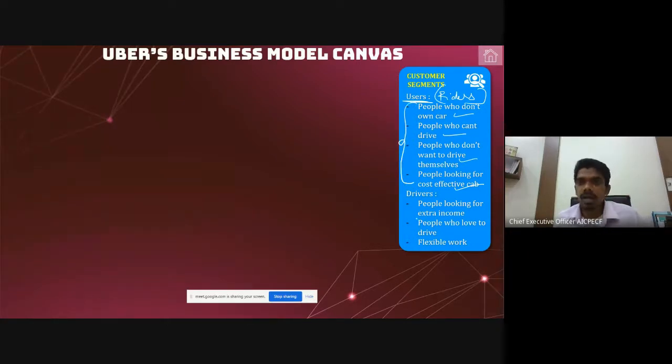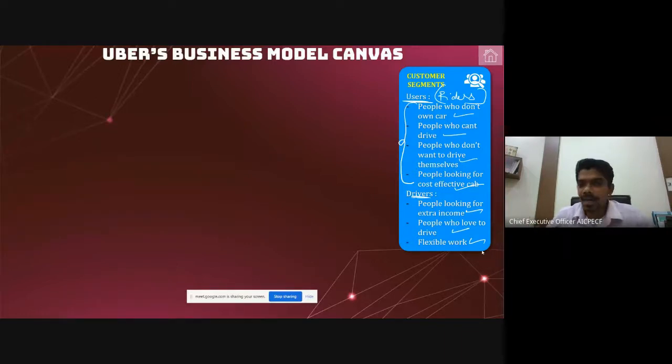Then the second part of their business model, the customer segment, is drivers. Riders matter, but there should be drivers who can drive these riders, right? So people looking for extra income. A driver might already be driving a private cab or his own vehicle, but due to some personal reasons he needs extra money for his family. So he might be looking out for extra income. Those kind of people can be your potential drivers, another customer segment. People who love to drive. Basically, there might be people who love driving all day long, so people like them can be potential customers. And people who are looking out for flexible work. With Uber, I can drive for 2 hours in the morning and then take a rest at home.